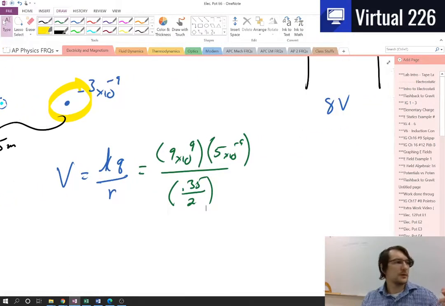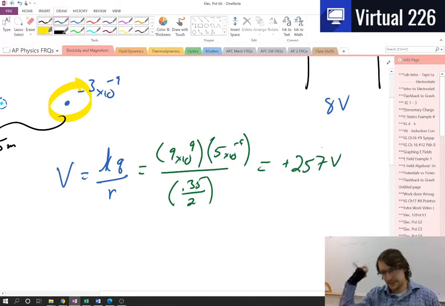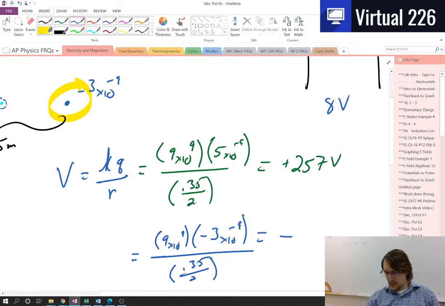If we pull out our calculator, we'll find that we get a positive number here, because all these are positive, and we get about 257 volts out of that. If we do this for the negative charge, it's the same idea, but we have Coulomb's constant, 9 times 10 to the 9th. The charge now is negative 3 times 10 to the minus 9th, divided by the same distance, 0.35 over 2, because it's that halfway point. And when we do this, we get a negative number.